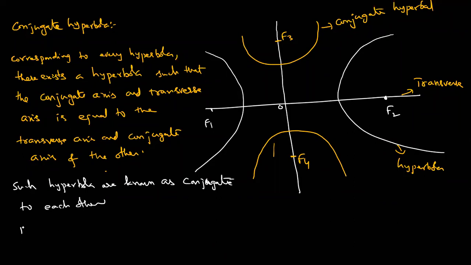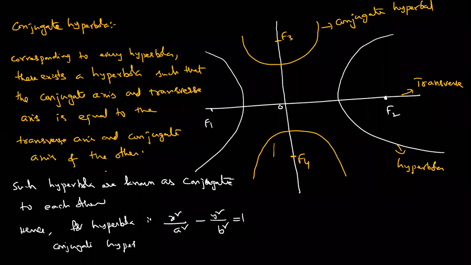Now see, what is the equation for the hyperbola? It is x square by a square minus y square by b square is equal to 1, dear students. But what is the conjugate hyperbola? x square by a square minus y square by b square is equal to minus 1. Some textbooks are giving like this also. No problem, you can write anywhere. Both are same.